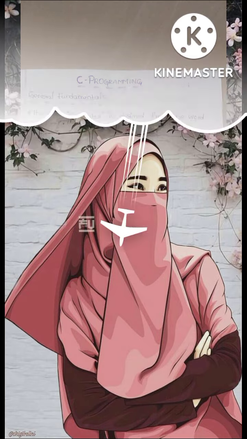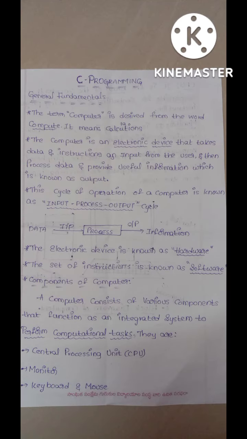So let's get started. Let us first discuss the general fundamentals of the computer, meaning what the computer does and where the word computer is derived from. So let's focus on the first point. The term computer is derived from the word compute. It means calculations. We know that the computer is a device. For what purpose is the computer used? In previous days, the computer was used for the only purpose of calculation. So it is derived from the word compute, which means calculation. So here we are discussing that a computer is a device which is used to perform calculations.